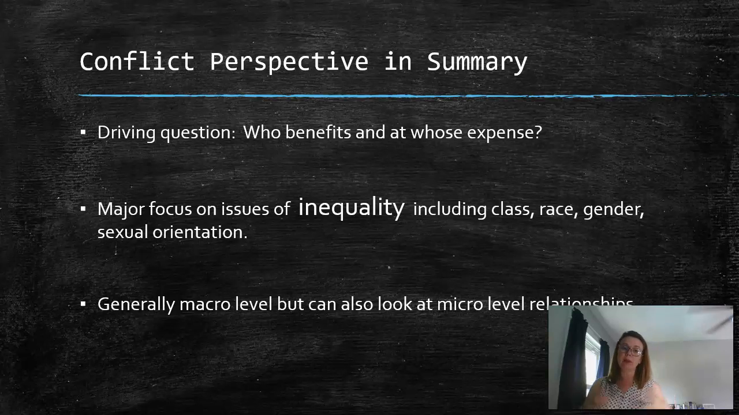This theory does tend to be big picture, macro level, but it can also look at small scale relationships. You can see the dynamics in the workplace in particular, when we're talking about organizations, and how that plays out at a much smaller micro level. This theory is really good at explaining those issues of inequality.